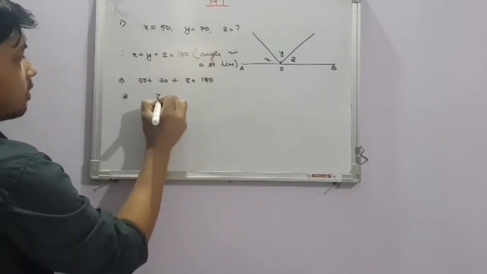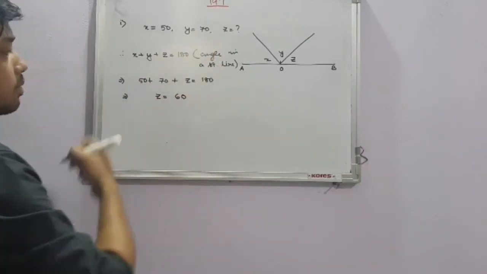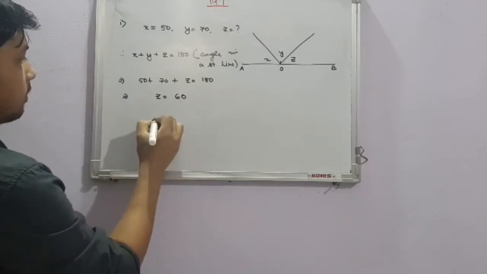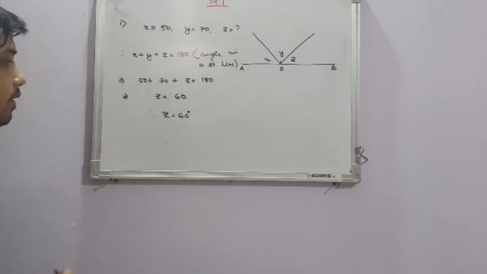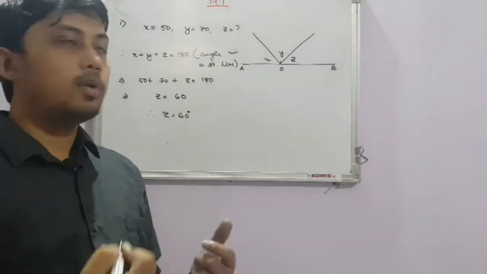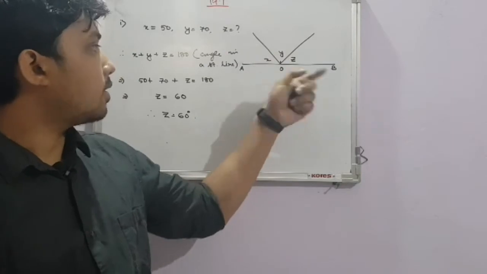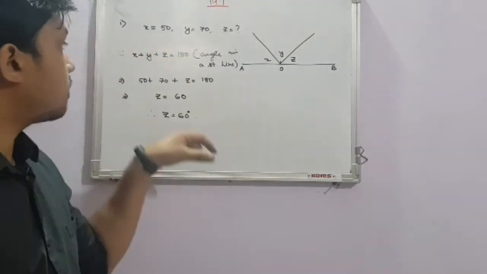So you'll have z is equal to 60 if you solve this one, right? So therefore my final value of z is 60. Very easy. All I am doing is using the property that the sum of the angles in a straight line is 180 degrees. So this is the first part.